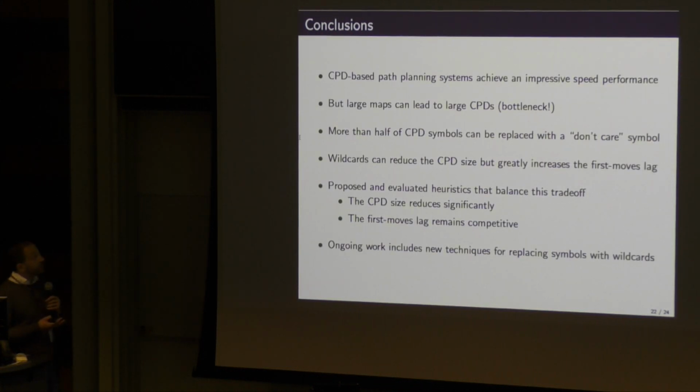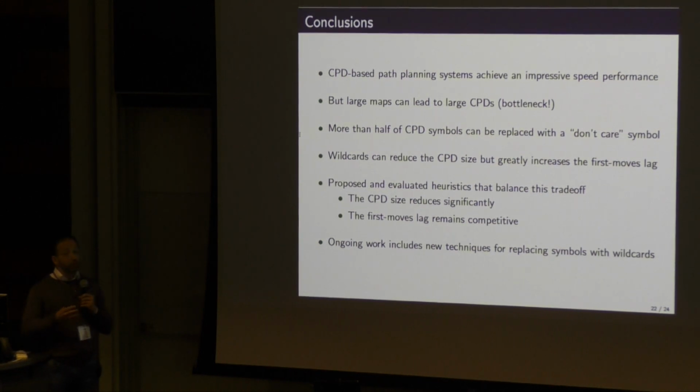In summary, CPD-based path planning systems achieve an impressive speed performance in terms of time to compute the full path. However, we say that large maps can lead to large CPDs, and this can be a bottleneck of the approach. We have observed that more than half of CPD symbols can be replaced with a don't care symbol, a wildcard. And we have also observed empirically that wildcards can reduce the CPD size but greatly increase the first move's lag. So we have proposed and evaluated heuristics that balance this trade-off.